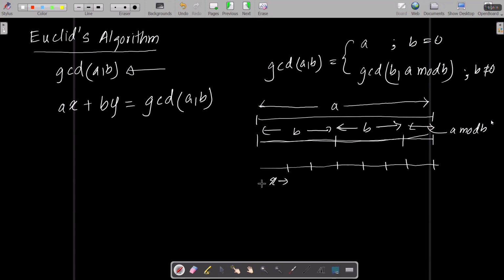This length is X. It should divide B like this and A like this. And you can see it should be a factor of this one as well. Otherwise, this is not a factor of A, right? So it should be a factor of A mod B. That is what I have mentioned here. That is the Euclidean algorithm.